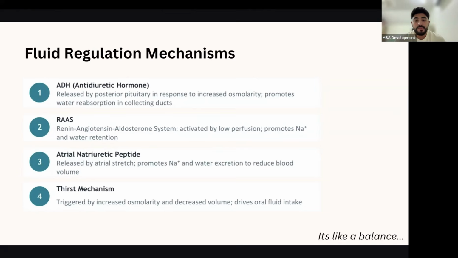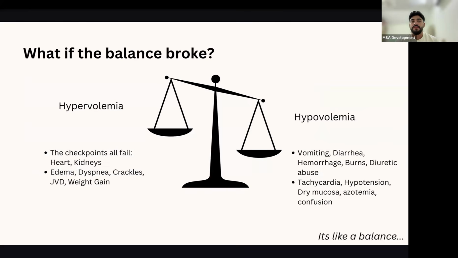And lastly, the thirst mechanism. So when you're just thirsty, you go and chug on some fluids. The thirst mechanism is triggered by increased osmolarity and decreased volume, okay? So it's like a balance. And if the balance breaks, you could either have hypervolemia or hypovolemia.